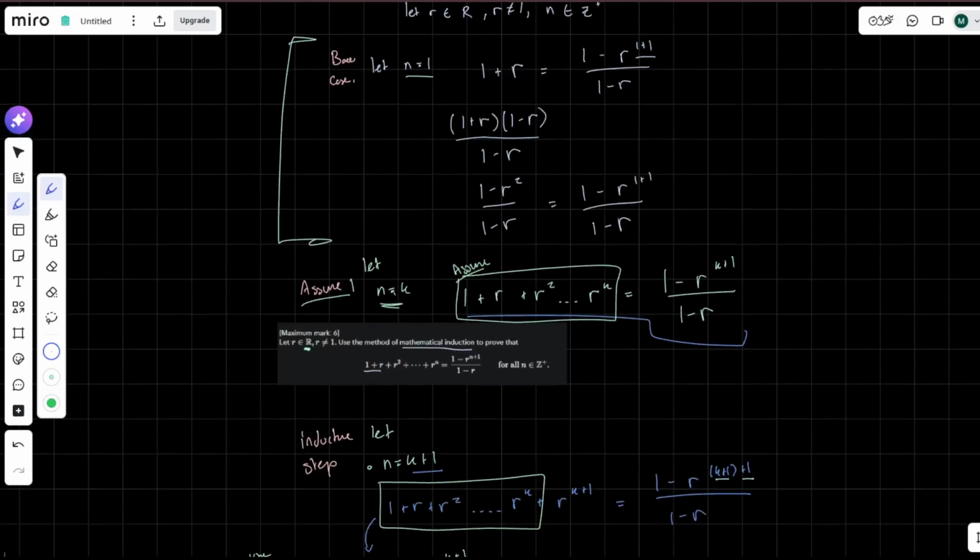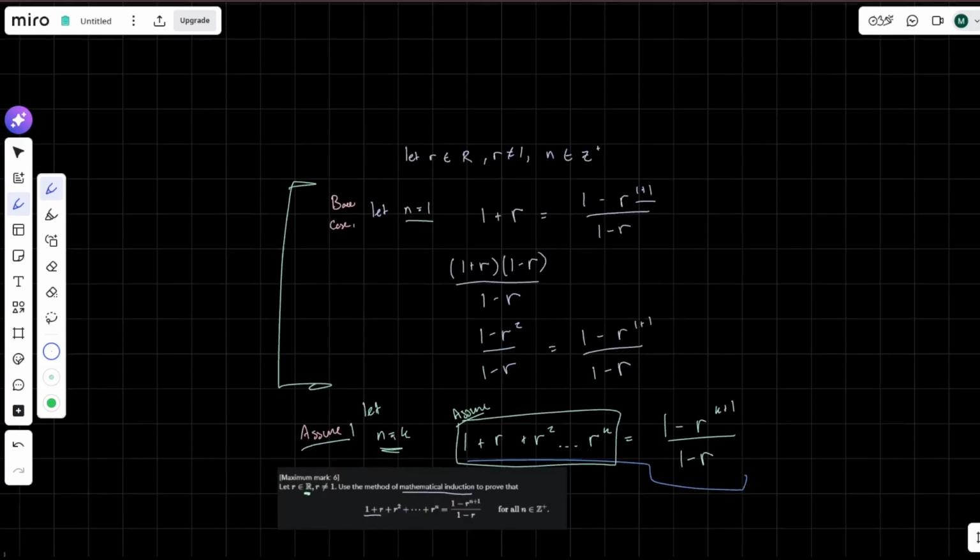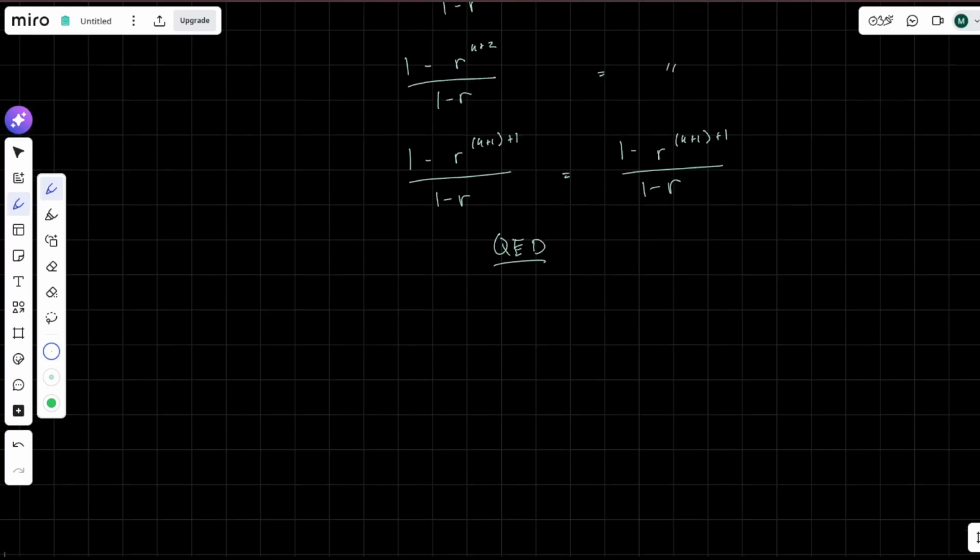So you're sort of going out like a sequence from n equals 1. You can then infer that it will be true for n equals 2, and also n equals 3, n equals 4, n equals 5, n equals 6, all the way up to infinity. So we've now proven this in all positive integer cases.